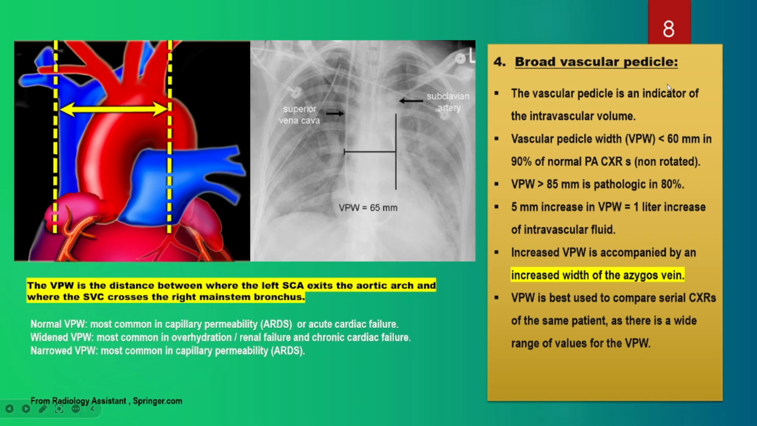Then the vascular pedicle. The vascular pedicle is an indicator of the intravascular volume. Vascular pedicle width less than 6 cm is seen in 90% of normal chest X-rays, PA chest X-rays, if non-rotated. If it is more than 8.5 cm, it is pathologic in 80%. A 5 mm increase in vascular pedicle width equals a 1 liter increase in intravascular fluid.